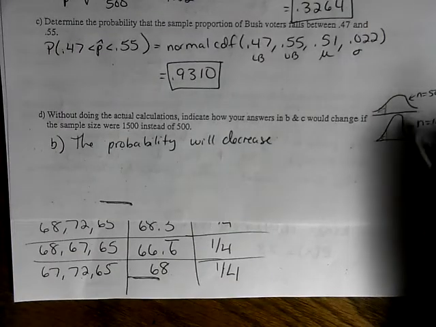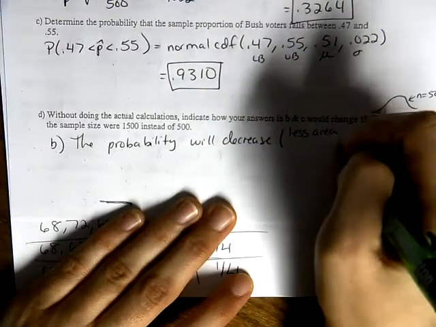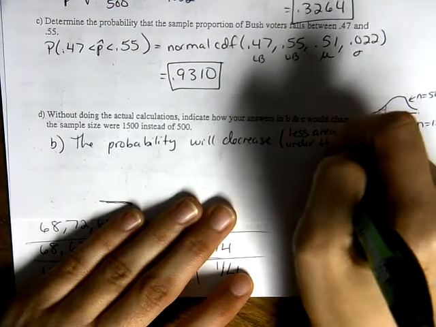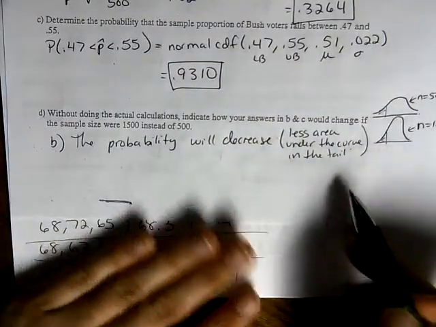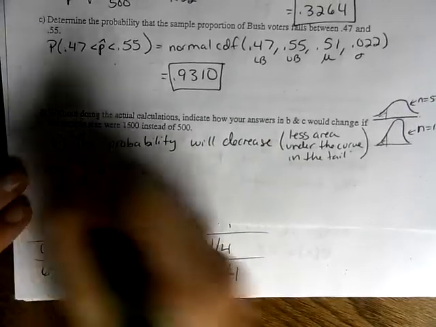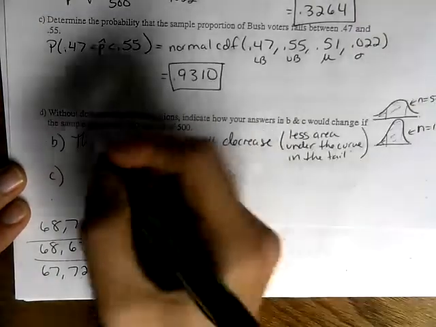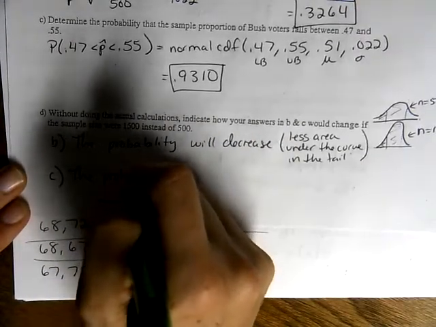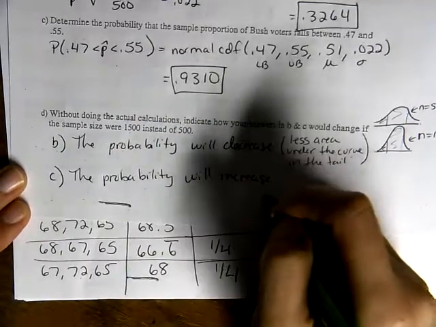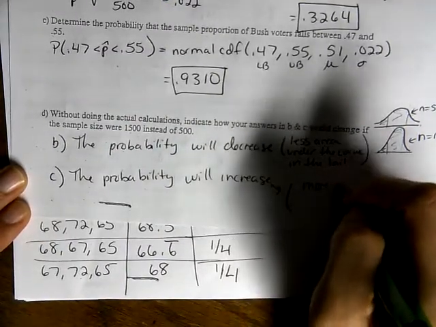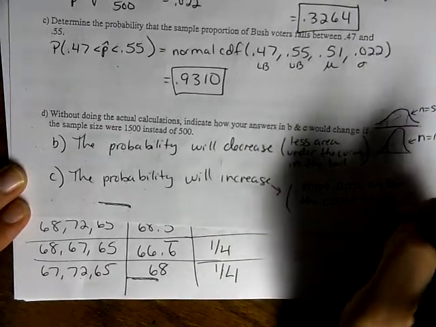Because if you're going from more spread out to closer together, you have less area under the curve in the tail. So in the tail ends, you have less area. Part C, that in between, you now have more area. So for part C, the probability will increase because you have more area under the curve in the middle.